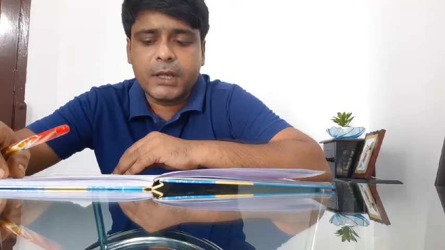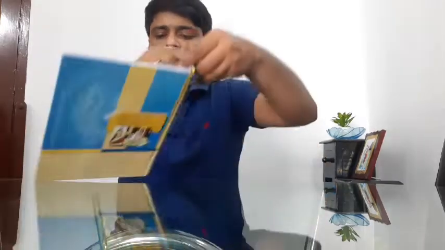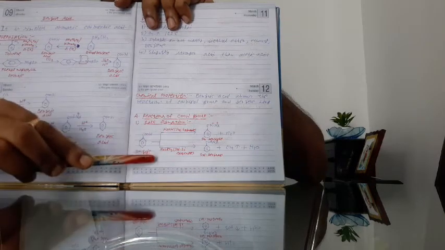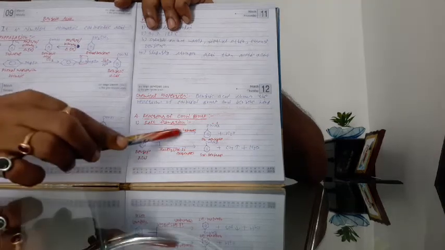First, I am describing the carboxylic acid group reactions. The first one is salt formation. When benzoic acid reacts with either sodium hydroxide or sodium bicarbonate, it is converted to sodium benzoate. It is the first reaction under the carboxylic acid group, the COOH group.